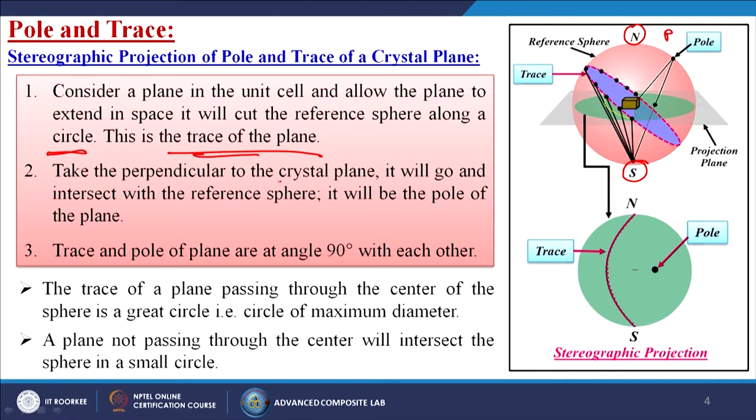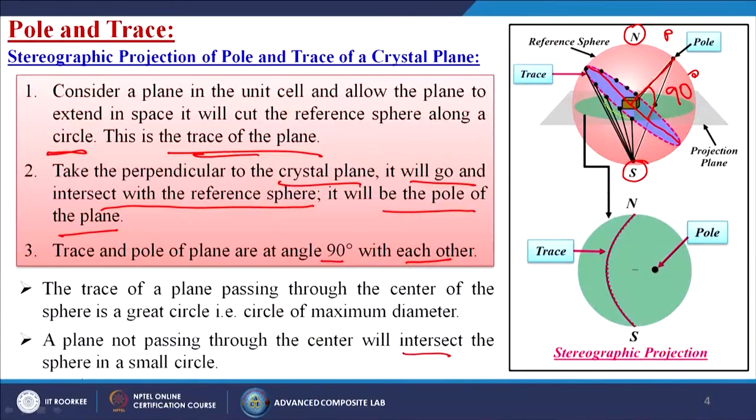Take the perpendicular to the crystal plane; it will intersect the reference sphere at the pole of the plane. The trace and the pole of the plane are at an angle of 90 degrees with each other. If you see the trace and the pole, it is perfectly 90 degrees there. The trace of a plane passing through the center of the sphere is a great circle, that is, a circle of maximum diameter. If it is not passing through the center, it will intersect the sphere in a small circle. This is the pole over here and this is the trace, because all the points lie on the trace itself.